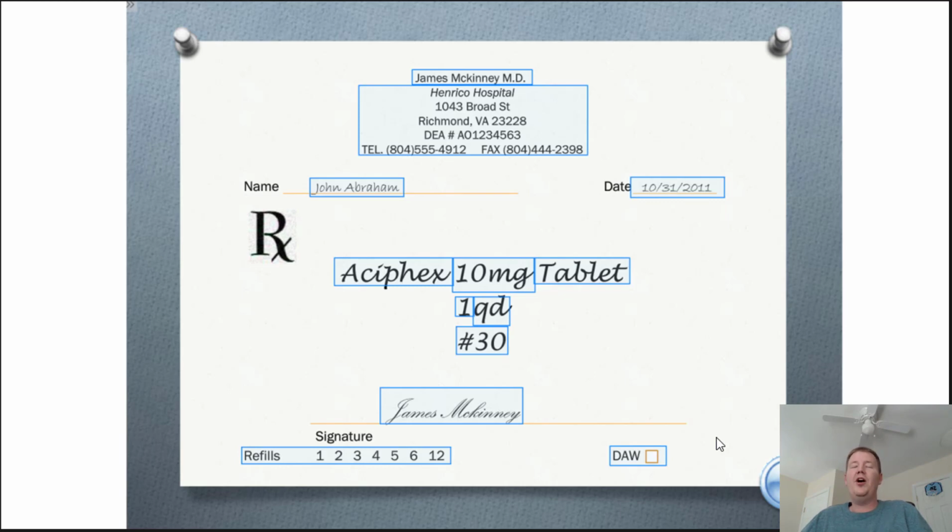DAW is another one that is often unchecked. So if DAW, dispense as written, is not checked, you can dispense the generic equivalent of that product without any problem. Now, if the DAW is unchecked and the patient comes in and says, hey, you know what, I want brand name on this, that's fine. It's considered a DAW 2. You just dispense the brand name per the patient's request.